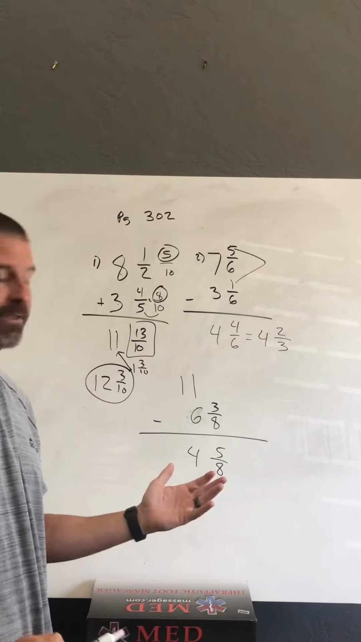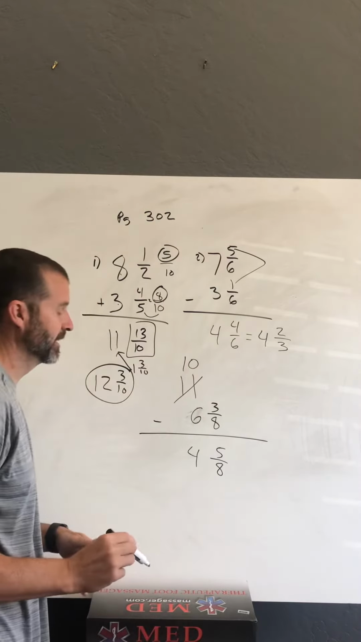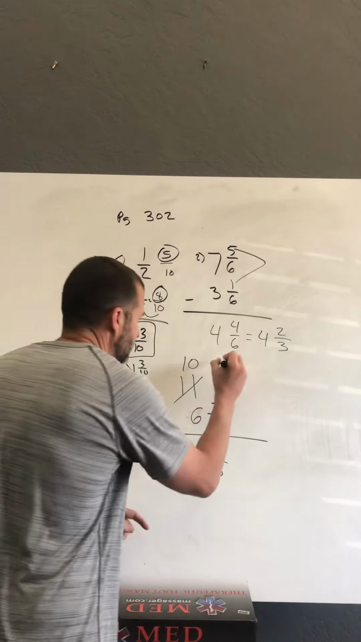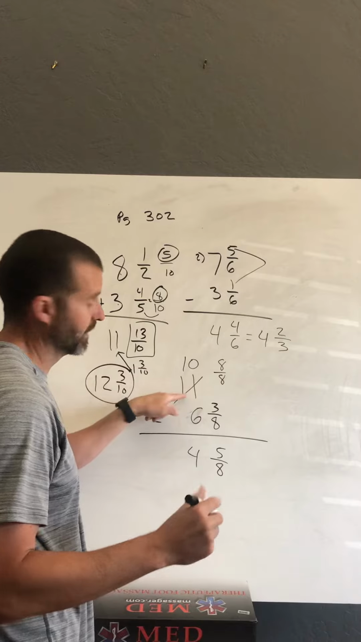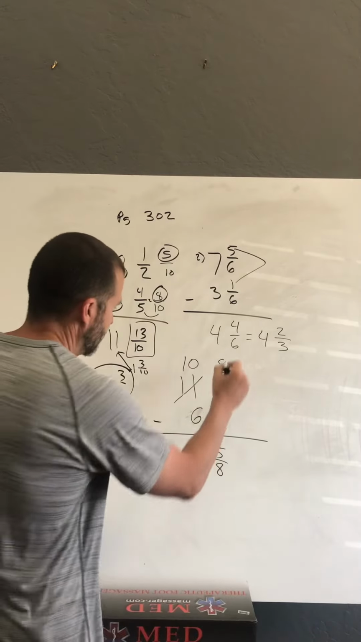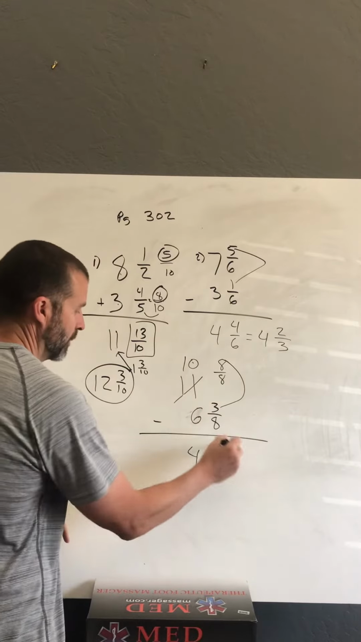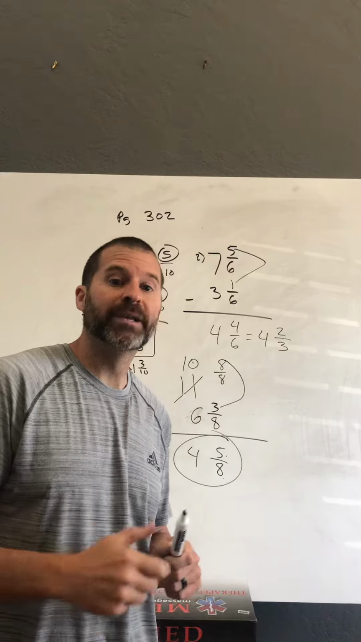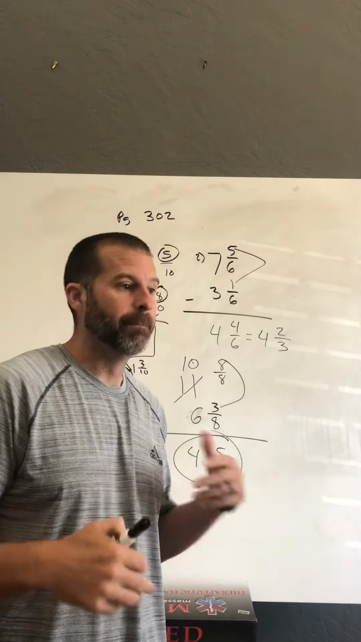If you don't like that method, you can take this guy, borrow from that, make it a 10. You're borrowing a whole, which is going to make sense to borrow as 8/8. 8/8 really equals 1, so 1 and 10 still make 11, nothing changed. We're subtracting 8 minus 3, there's my 5, there's my 8, 10 minus 6 is 4. 4 and 5/8.